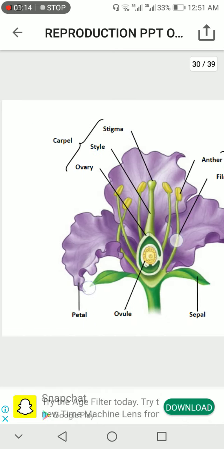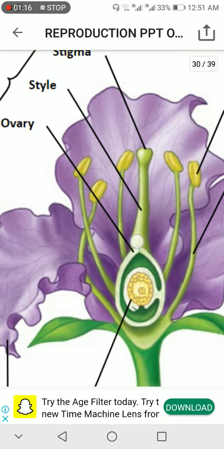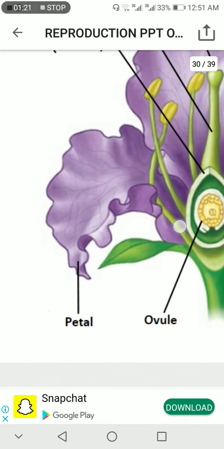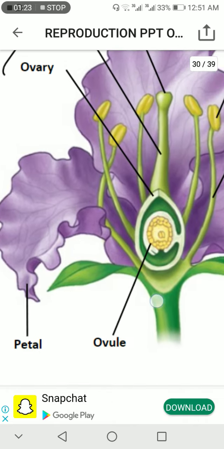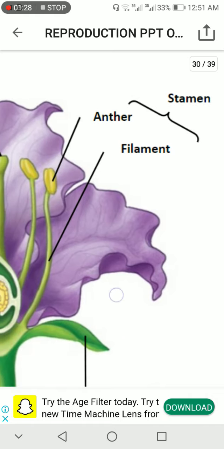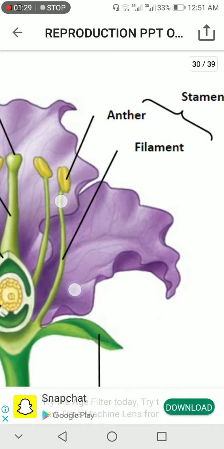You can see here in this diagram the stigma, style and ovary, the parts of the gynoecium; petals, the colorful part; ovules inside the ovary; sepal, the green part of the calyx; and the stamen, which consists of anther and filament.